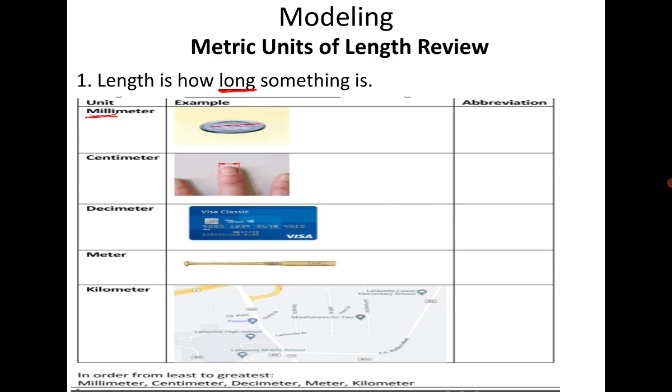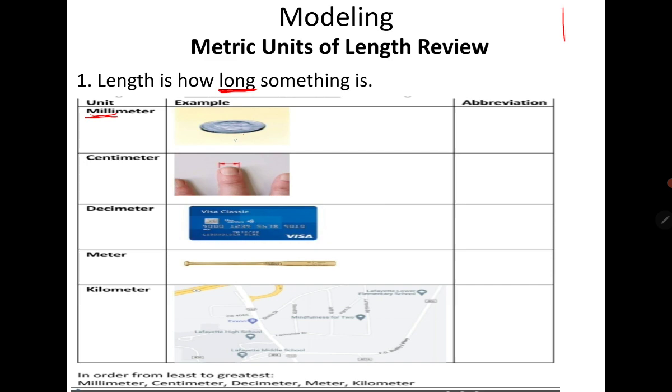And so for length, the root word for our units is meter. And so all the units that we use are based around that word meter. And so the smallest unit of length in the metric system for length is the millimeter. So when you add that prefix milli in front of the word meter, you're talking about a smaller unit. And a millimeter is really, really small.